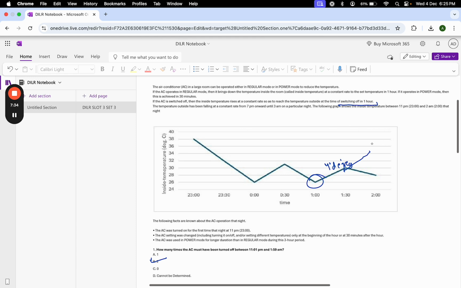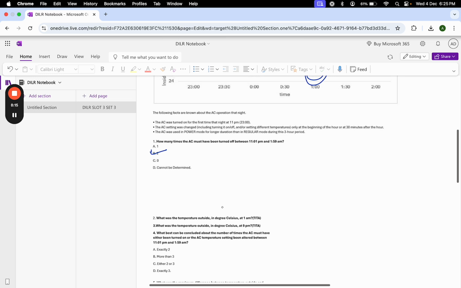So it has achieved a temperature of 34 degrees as per the outside temperature at 1 a.m. Why? Because of this condition, it rises at a constant rate so as to reach the temperature outside at the time of switching off. Switching off is the keyword here. It was switched off here, so it will reach 34 at 2 a.m., but the temperature would be of 1 a.m. 34, 38 is the temperature here.